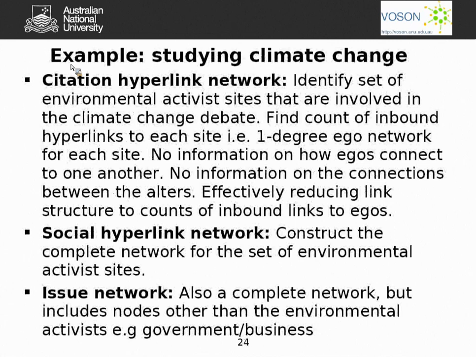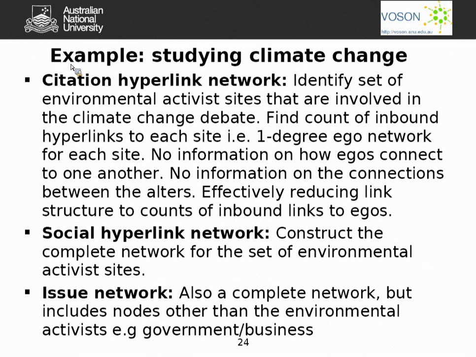Well, let's think about the case of studying climate change using hyperlink data. If I wanted to do it using a citation hyperlink network approach, the way I might go about it is to identify a set of environmental sites that are engaged in the issue of climate change, and then use software to find the total number of inbound links to each of those sites. Then I might do a regression to see what characteristics seem to be associated with a site receiving more or fewer inbound links.